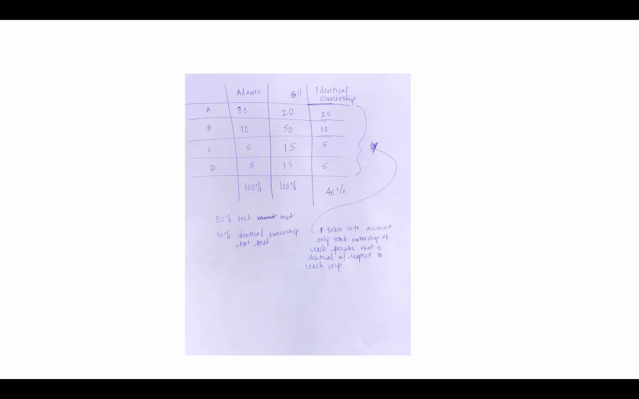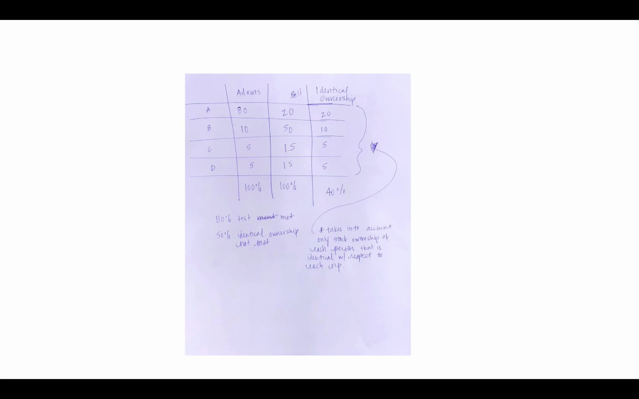B owns 10% identical ownership in A and B, C 5%, D 5%. So when I add those up, 20, 10, 5, and 5, I only get 40%. I need to end up with 50% identical ownership to have a brother-sister group. So I don't get there. The 50% identical ownership test is not met.